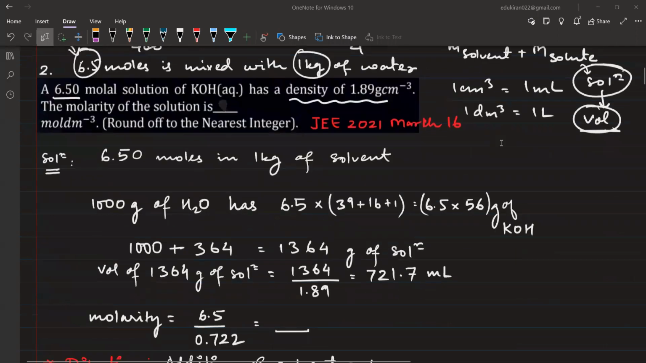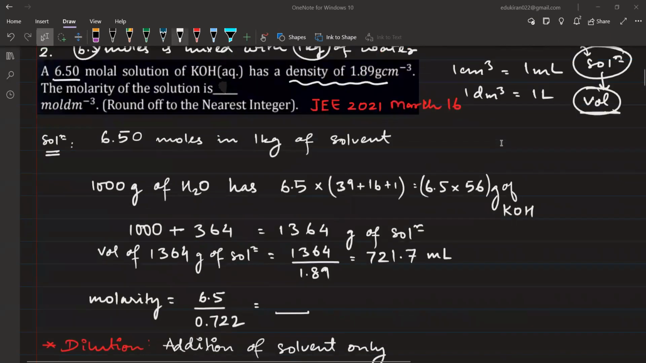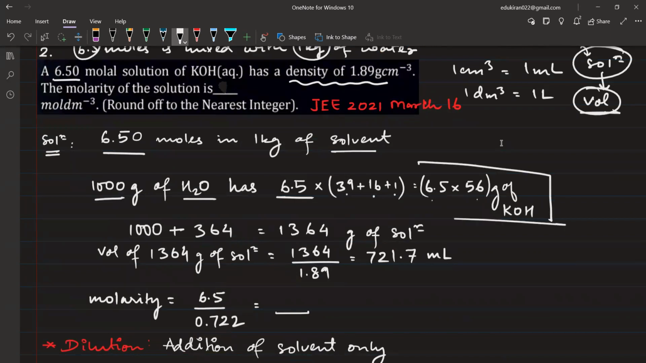See, 6.5 moles in 1 kg of solvent. That means 1000 gram of H2O has 6.5 into 39, that is K, 16, that is oxygen, and 1, that is hydrogen. So 6.5 into 56 gram of KOH is present in 1000 gram of water. If you multiply this, you will get 364. So 1000 plus 364 is equal to 1364.